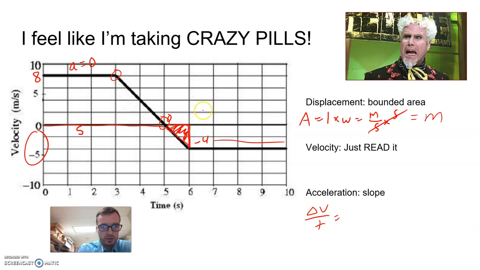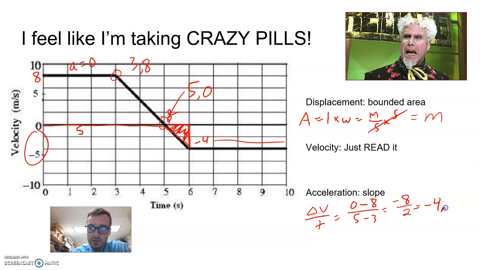Let's just take one quick look at what that would look like. All right, let's use this point right here because it's convenient. So x comma y, so 5 comma 0, and this one is 3 comma 8. All right, so if we do our slope formula, we would do the final velocity minus the initial velocity divided by the final time minus the initial time, and that would be negative 8 over 2, or negative 4, and our units for acceleration are meters per second squared, because it's going to be meters per second divided by seconds. That's acceleration from the slope of a VT graph.